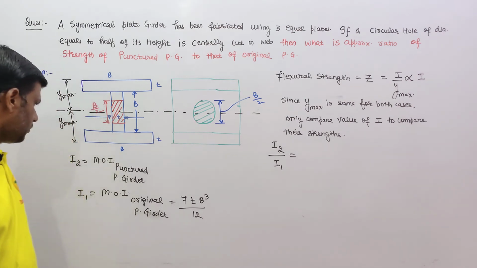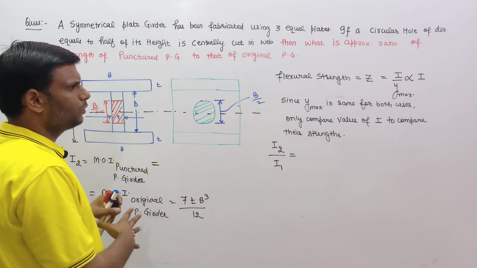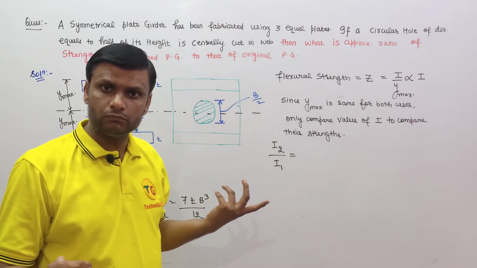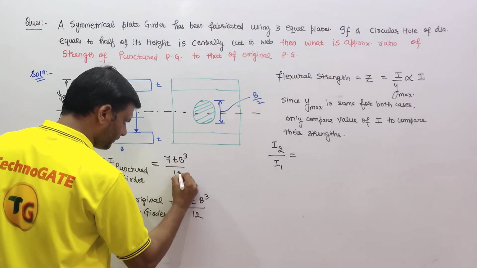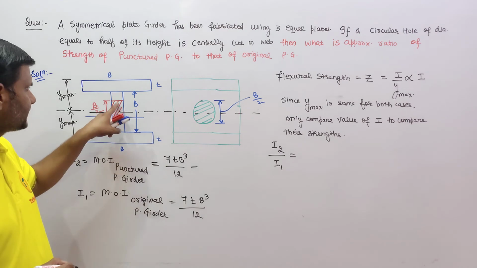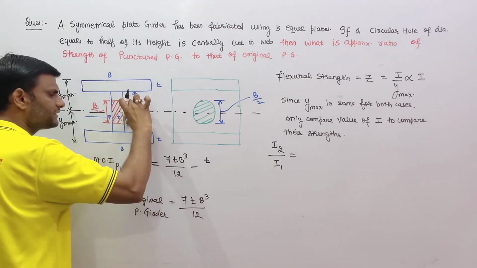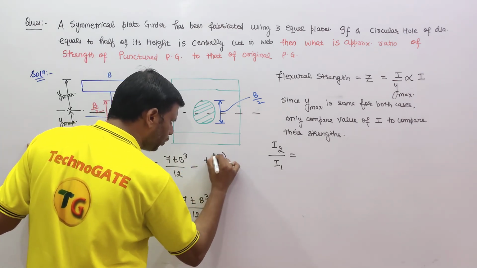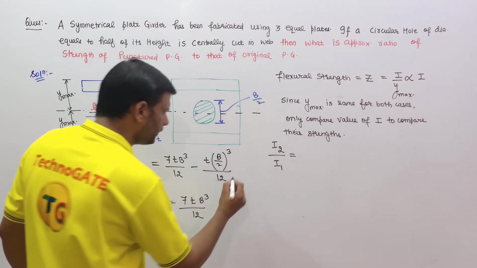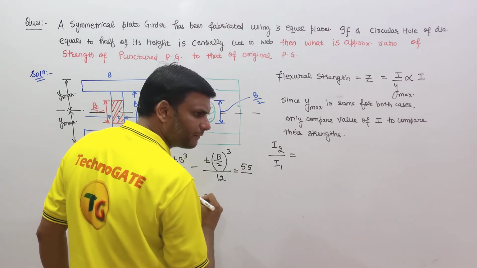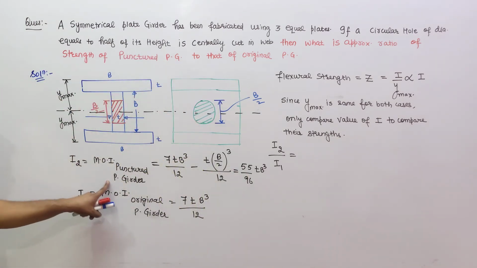So I2 is the moment of inertia of the punctured girder, that is the important thing. From the total value, let's deduct the moment of inertia of this central hole. So from the total value, 7 TB cube by 12 minus this central hole in the web, with this dimension, b by 2 whole cube by 12. After calculation I found the value is equal to 55 by 96 TB cube. That is the moment of inertia of the punctured girder.